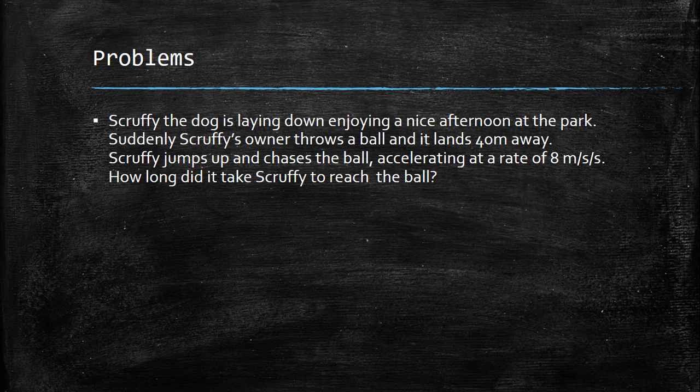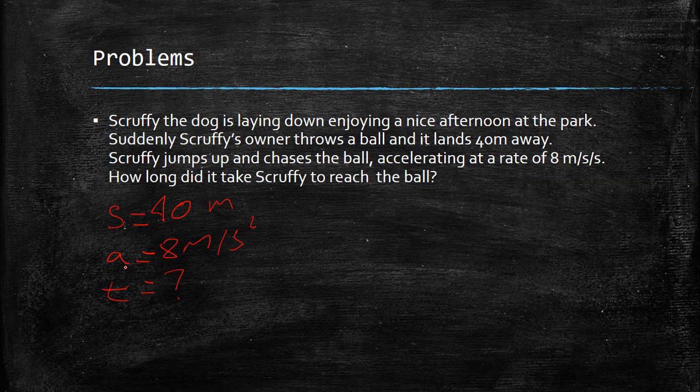Alright, let's do the usual. Let's write down what we got. So Scruffy's owner threw the ball a distance of 40 meters. So S is equal to 40 meters. Scruffy jumps up and chases the ball, accelerating at a rate of 8 meters per second squared. And we're trying to find how long it took Scruffy to reach the ball. This seems a bit odd. We only have 2 known values. In order to solve any of these kinematic equations, we need 3 known values and 1 unknown.